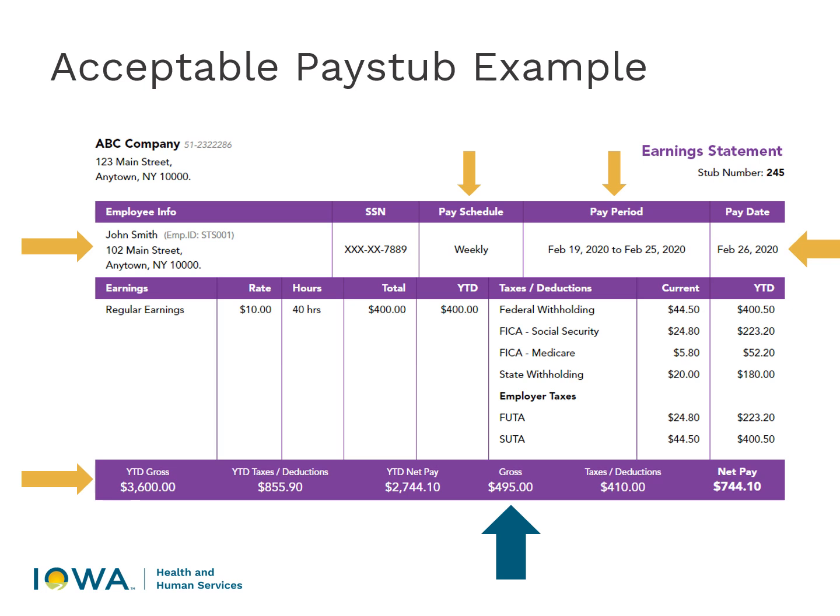In this slide, I've included an acceptable pay stub example. A pay stub needs to show the following fields: the name of the company, the name of the employee, the pay schedule, the pay period, the pay date. It also needs to include their gross earnings and any deductions that are made on that pay stub.